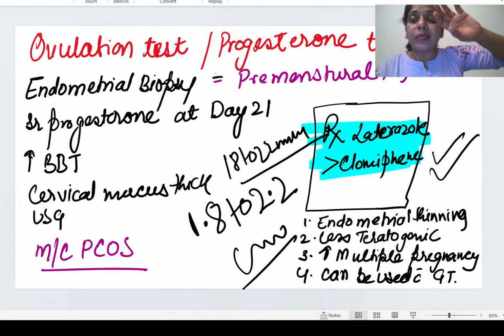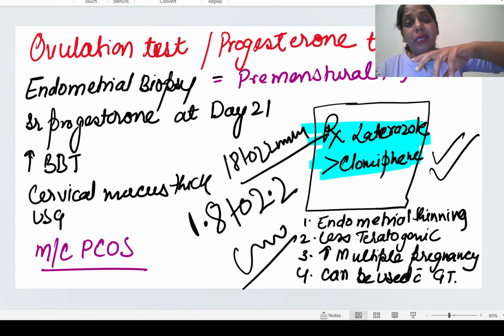Letrozole has a very short action time, 48 hours. That is why it comes out of the body. Okay, but as such clomiphene is less teratogenic.